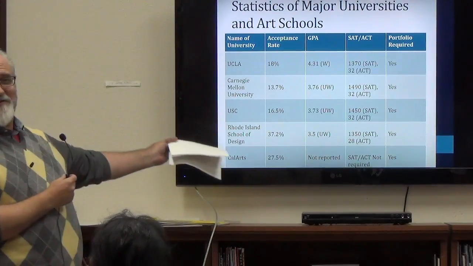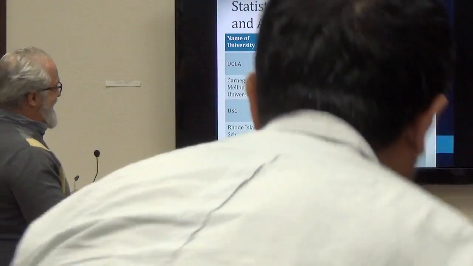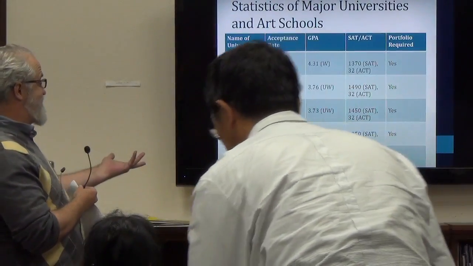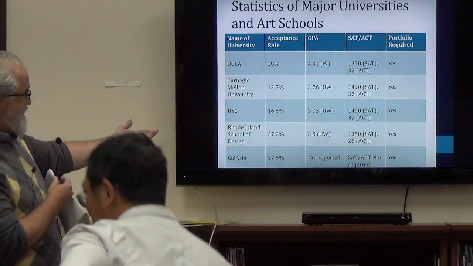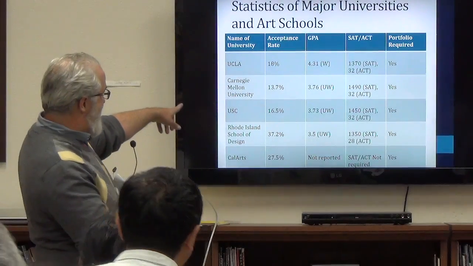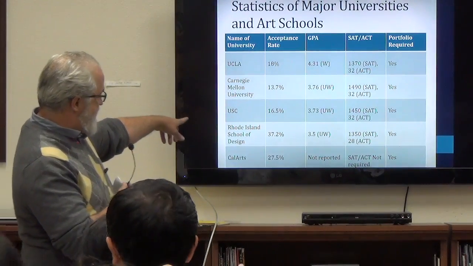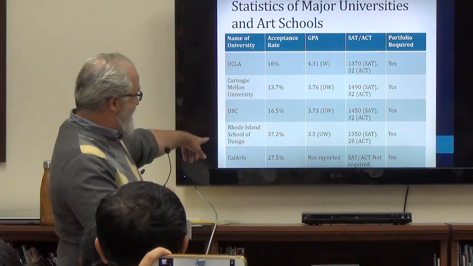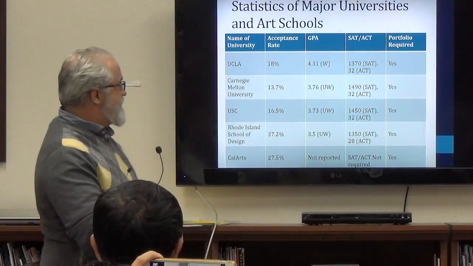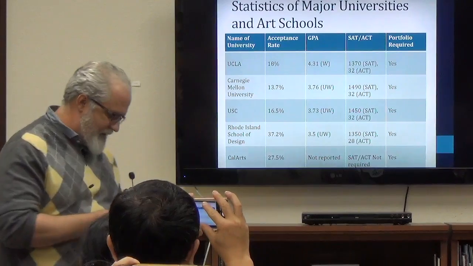I have not seen this before, so it's actually really interesting to see the differences of SAT and GPA requirements for UCLA, Carnegie Mellon, USC, but then you see Rhode Island School of Design still it's up to like 3.5.